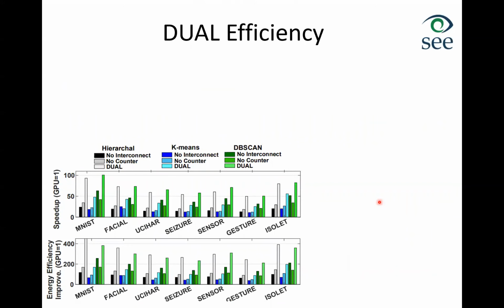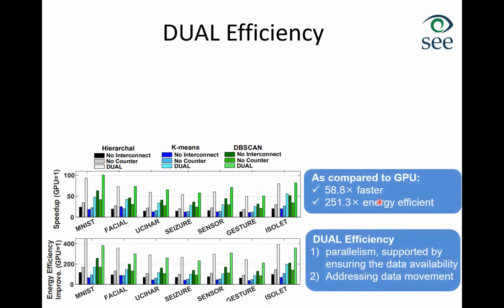Now in terms of efficiency compared to the GPU, it's the best result we can get. We can be on average about 60 times faster and 250 times more energy efficient than GPU. This efficiency comes from the parallelism that DUAL, our architecture, has, which can be supported by ensuring data availability, because our data is in memory in a good location. And second, addressing data movement, because now we do computation in memory without moving data to the processors.